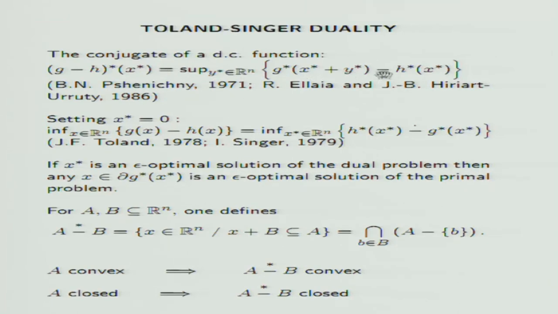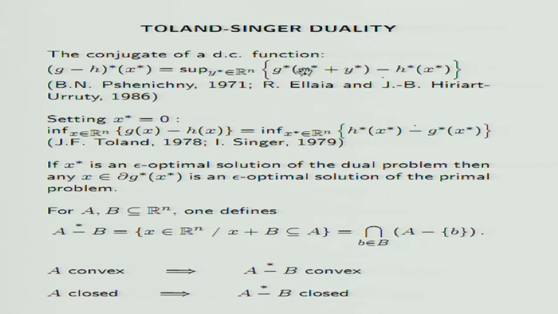Now in this particular formula, I come to your question. Take x star equal to 0, then you have the conjugate of our DC function at 0, and the conjugate of a function at 0 is minus the infimum of the function. So for x star equal to 0, the left hand side reduces to minus this infimum.